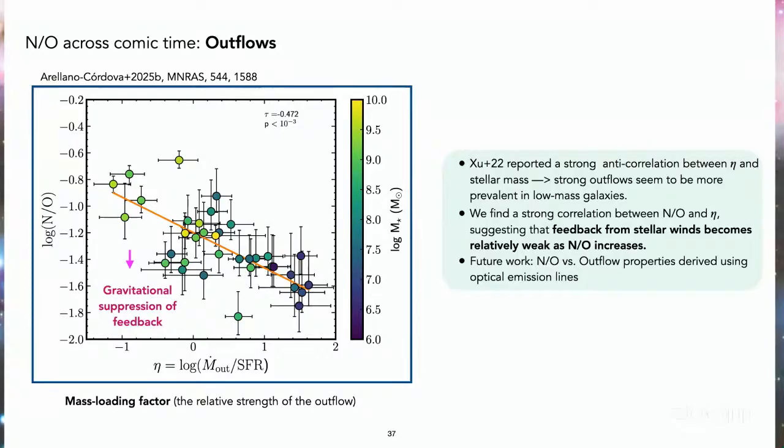We try to interpret this as a gravitational suppression of feedback. This means that these massive galaxies can retain these elements. I really want to explore these observations more, because this is for the outflow from the neutral gas. I think the next future work is to compare this with more detailed observations of the outflows from the optical spectra. It will be nice to compare this plot again, or even increase these observations.